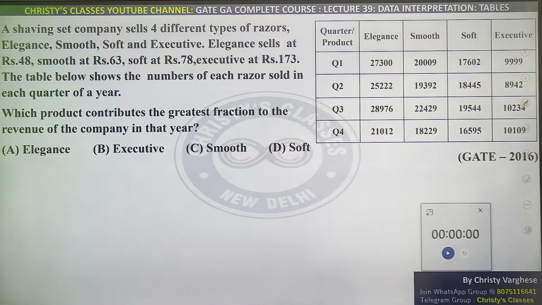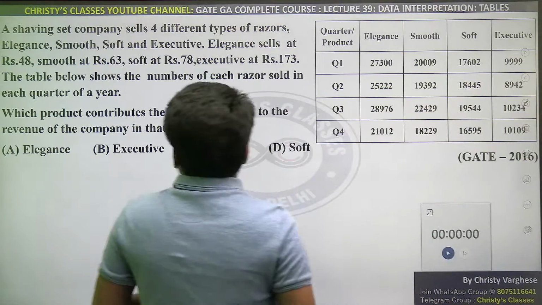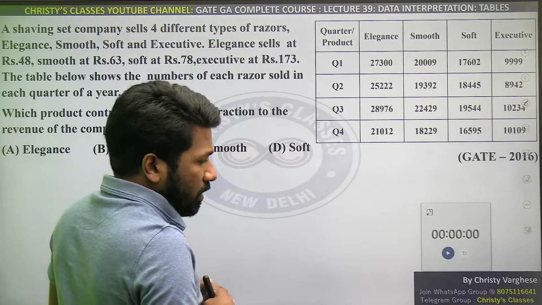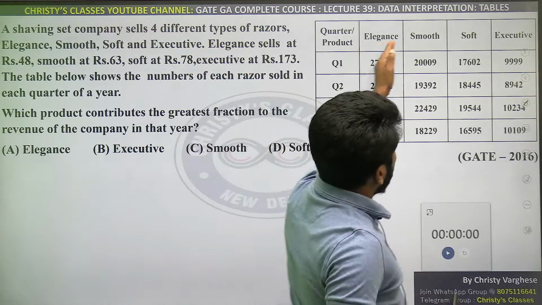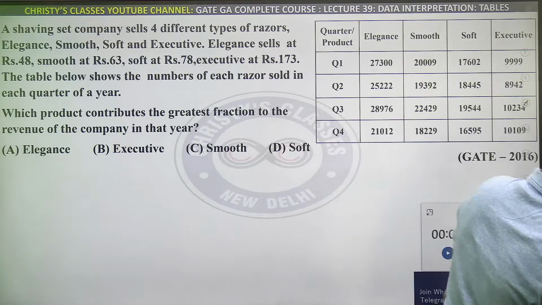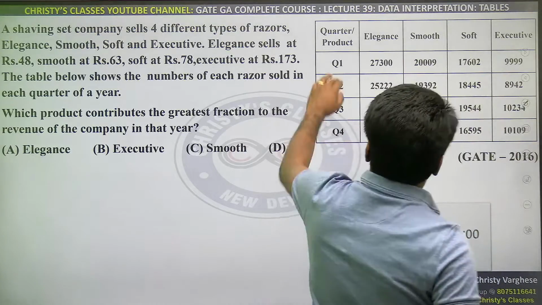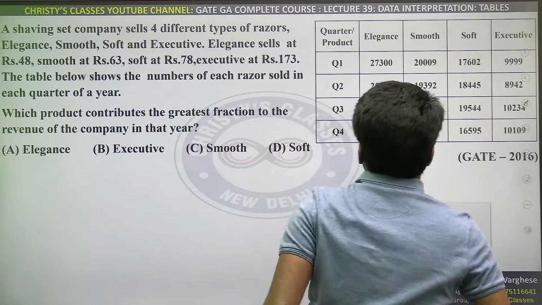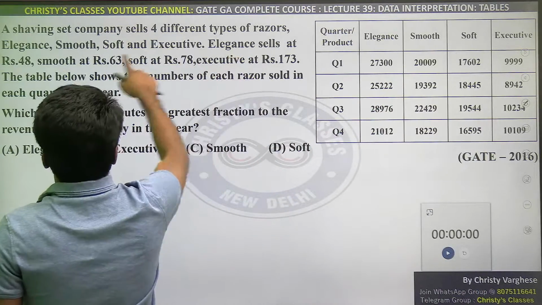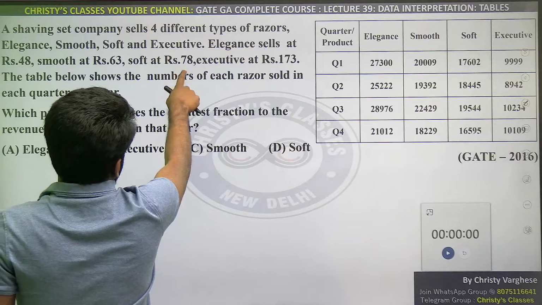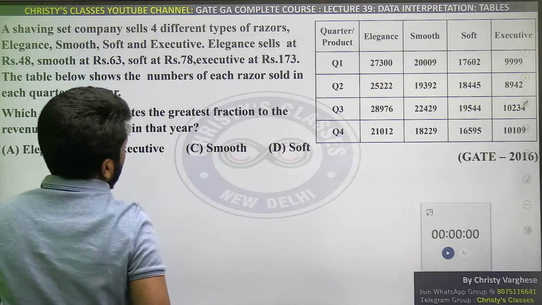Okay, so listen carefully. A shaving set company sells 4 different types of razors: elegant, smooth, soft and executive. Elegant, smooth, soft and executive are the 4 type of razors they sell. And quarter 1, quarter 2, quarter 3, quarter 4 sales is mentioned here. How many sales? Elegant sells at rupees 48, smooth at 63, soft at 78, executive at 173.